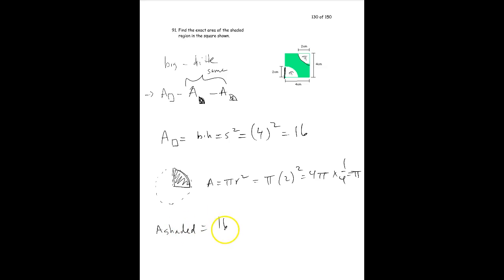So if we come back up to here, the area of the shaded region is going to be the area of the square, 16, minus 2 times the area of this quarter circle. So that is 16 minus 2 pi centimeter squared.